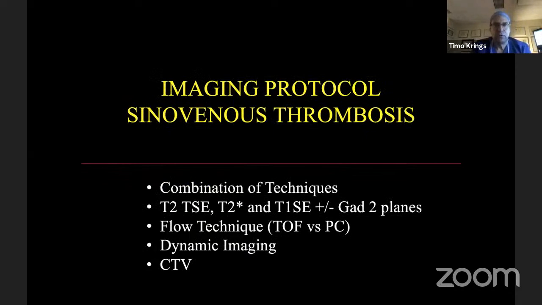Our imaging protocol in sinovenous thrombosis is that we like to do a combination of techniques. I strongly believe personally in CTV. However, this is a lot of radiation for the pediatric age group. If you go for MR, choose a combination of techniques, including T2 TSE, T1 spin echo plus and minus contrast, flow techniques and dynamic images, or contrast enhanced MRV.